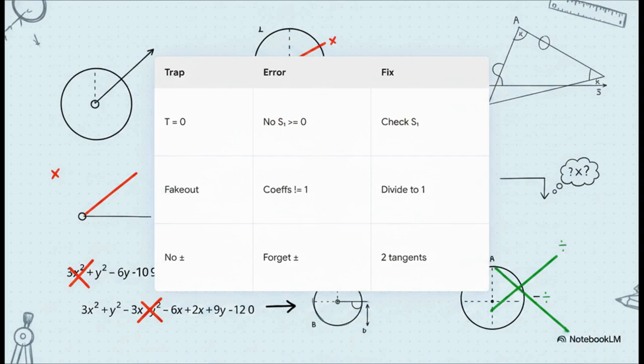And watch out for the general form fakeout. If an equation starts with 3x squared plus 3y squared, you must divide the entire equation by 3. Normalize those coefficients to 1 before you even think about extracting the center or the radius.